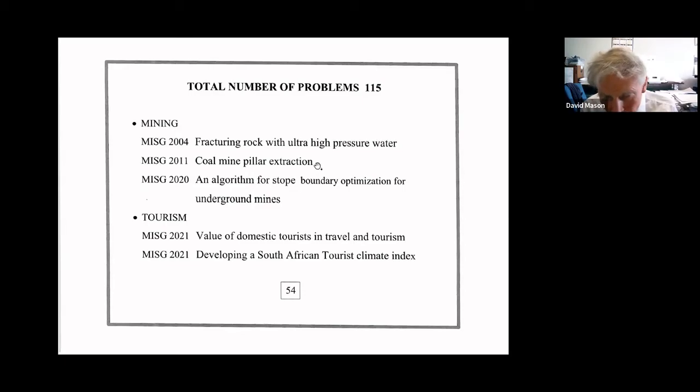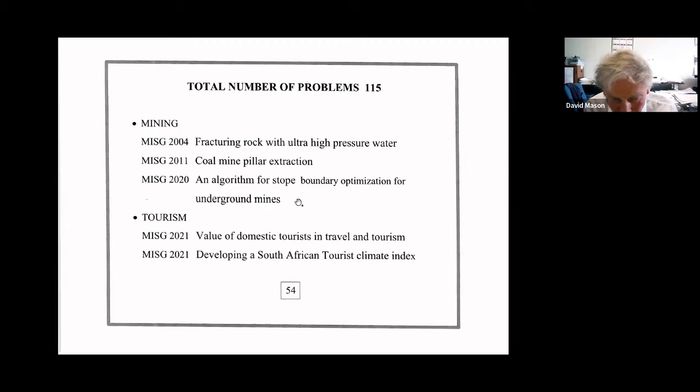The fractured beams can still support load. For example, bridges going back to Roman times are still standing and highly fractured. And they're called voussoir beams. Now we can see 2020, the way things are going here, an algorithm for stope boundary optimization for underground mines, how to plan a mine using optimization. You can see optimization coming in here, very important.